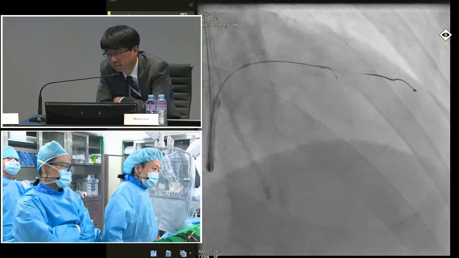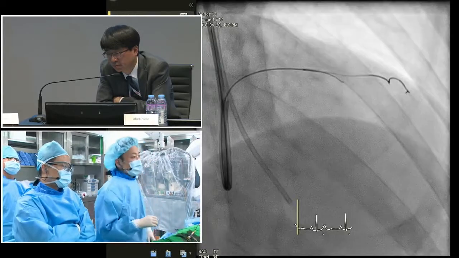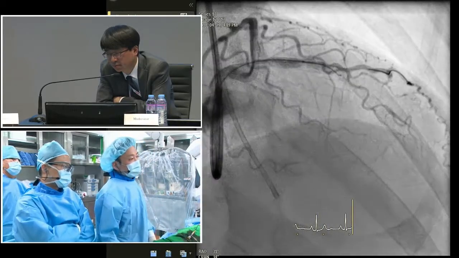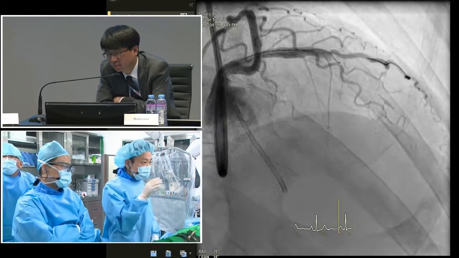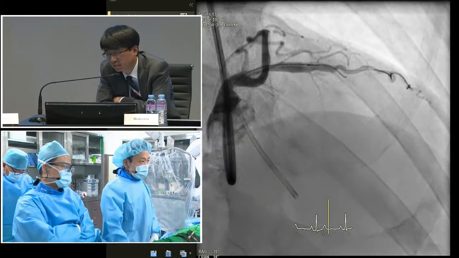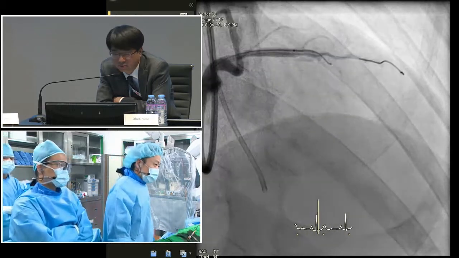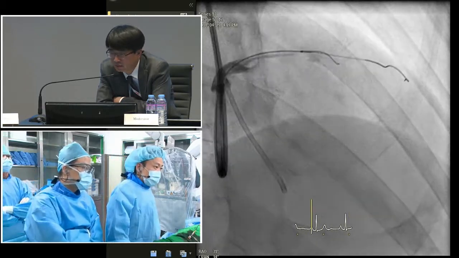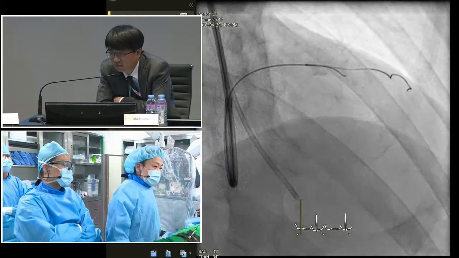Again, I escalated to the Next 2, but failed. So next, please. I checked it. Yes, this is where we can puncture, but the puncture site is very close to the diagonal branch. So I think here is a subintimal space, so I removed this one. And I checked the IVUS.